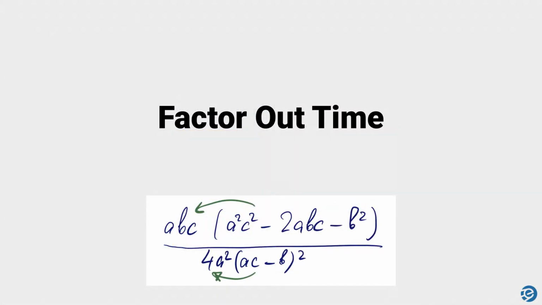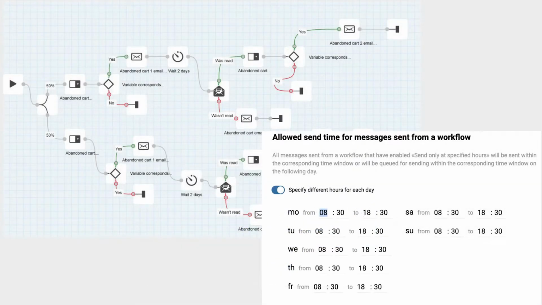And let's try to factor out time. For example, you have quite a complicated strategy designed. And of course, there might be situations when your trigger works at night or at a time which is inappropriate for receiving messages. And we will define the allowed time for all channels together. So all messages sent out with this workflow will be checked for whether they fit the time frame allowed for sending such messages, and if not, then they will be queued and sent the next day at an appropriate time.